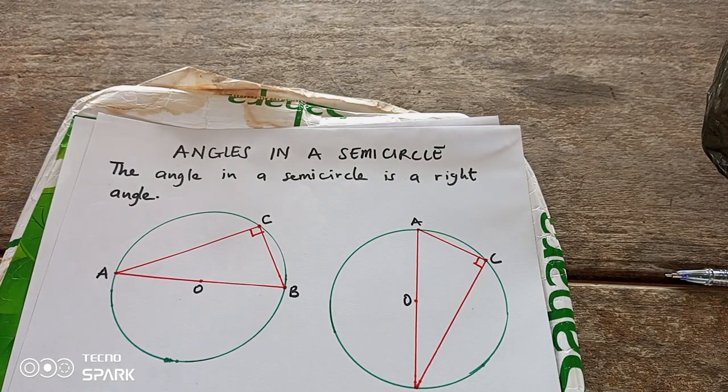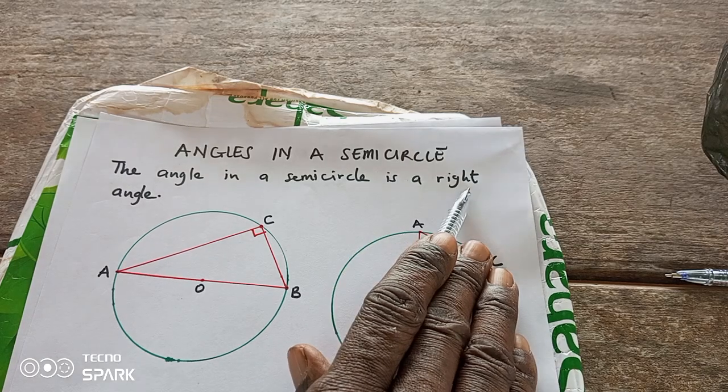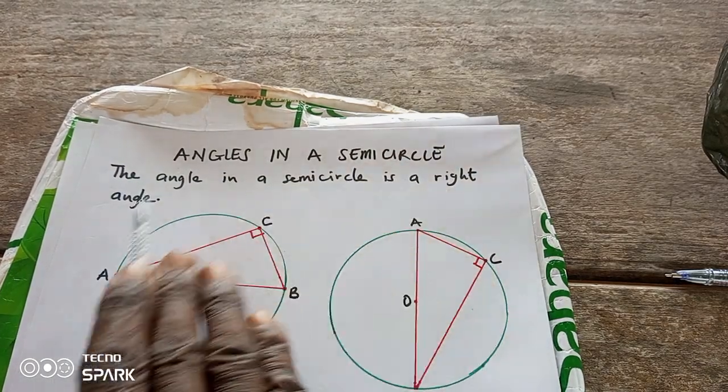Hello students, we are still on circle geometry. Today we want to look at angles in a semicircle. The angle in a semicircle is a right angle. A right angle is 90 degrees.